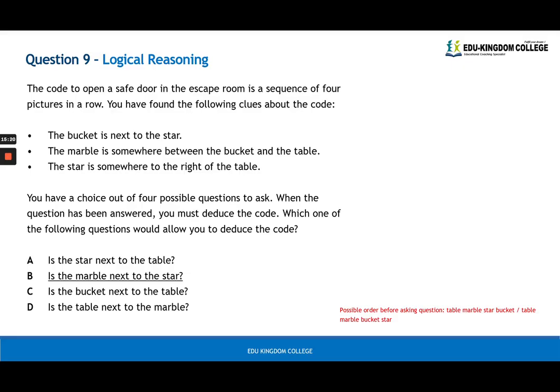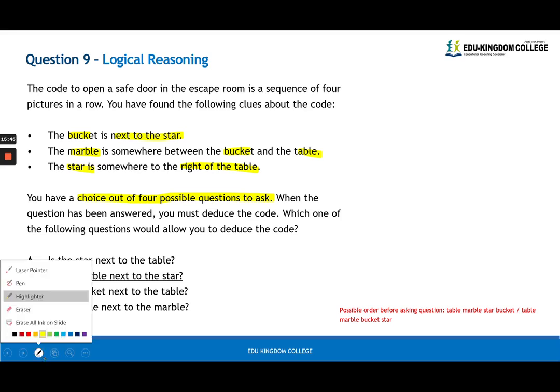Now this is the last question. The code to open a safe door in the escape room is a sequence of 4 pictures in a row. You found the following clues of the code. The bucket is next to the star. The marble is somewhere between the bucket and the table. The star is somewhere to the right of the table. You have a choice out of 4 possible questions to ask, and when the question has been answered, you must deduce the code. Which of the following would allow you to deduce the code?